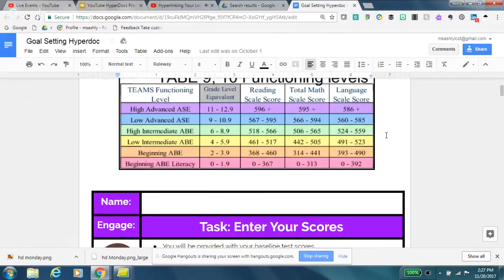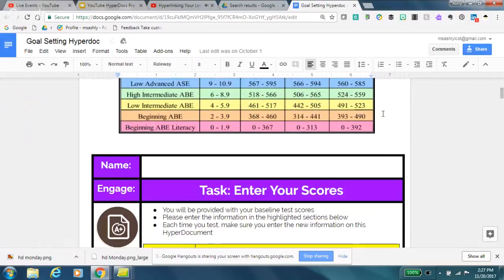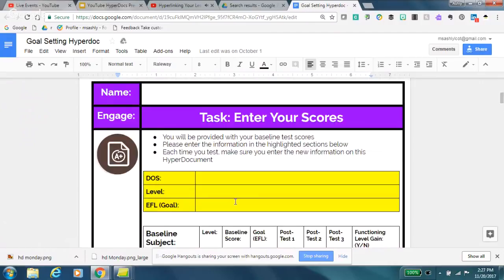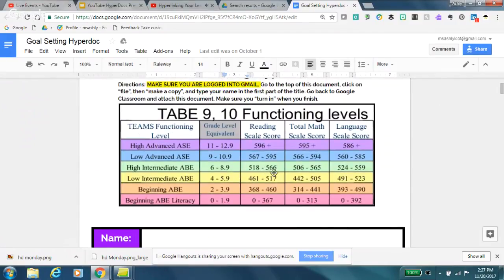So in this case, this is a chart that we use in adult education. I took the chart and I just put it on the HyperDoc. Based on the chart, I had students enter their own scores at the beginning. So they would put their baseline score, and then their goal was to always move up a level. They were to determine what level they needed to be at to meet their goals.